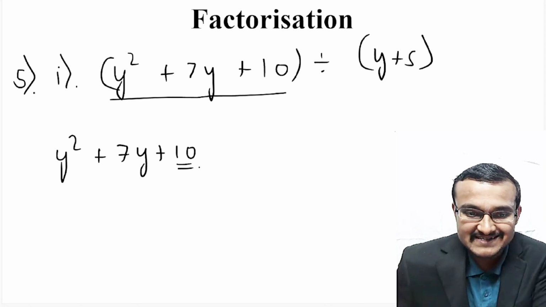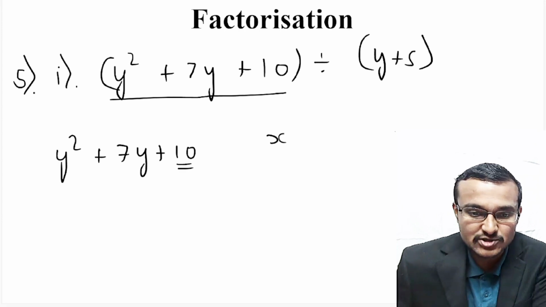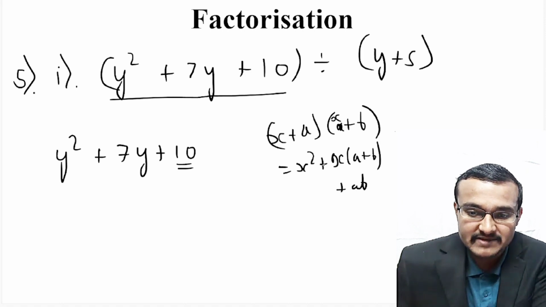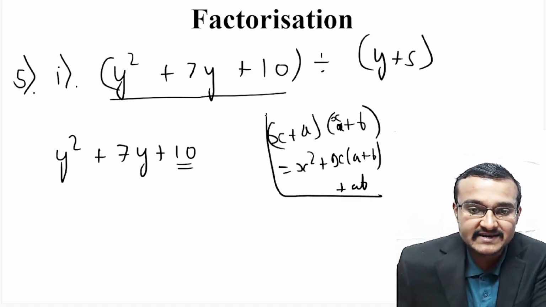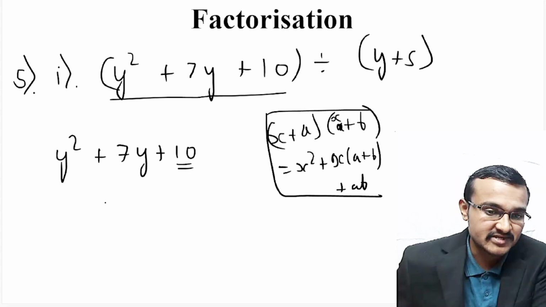Here you can clearly see 10 is not a perfect square, so you should actually use the x plus a into x plus b formula. So what is x plus a into x plus b? x plus a into x plus b will be x square plus x into a plus b plus ab. So this is the algebraic identity which you should actually use to solve this particular algebraic expression.